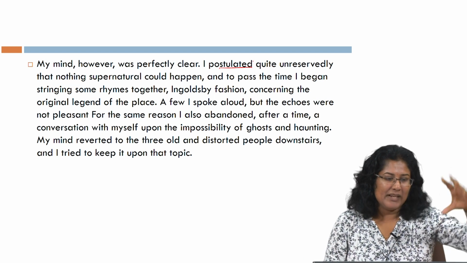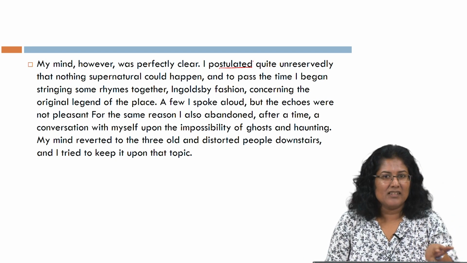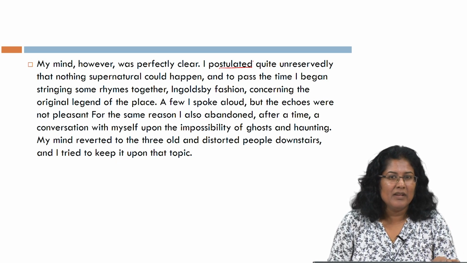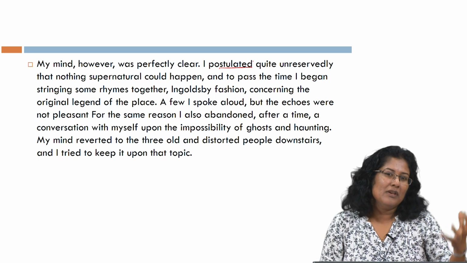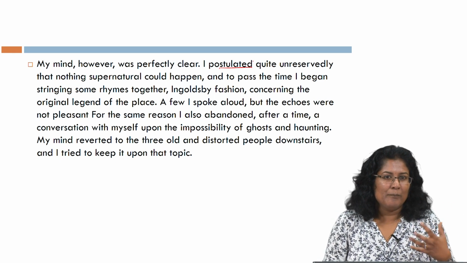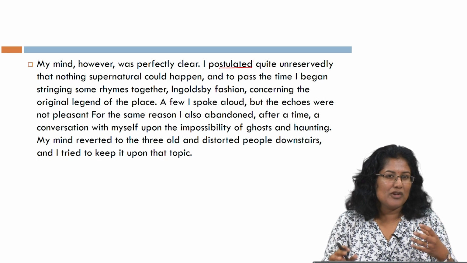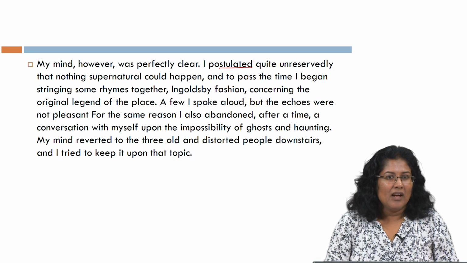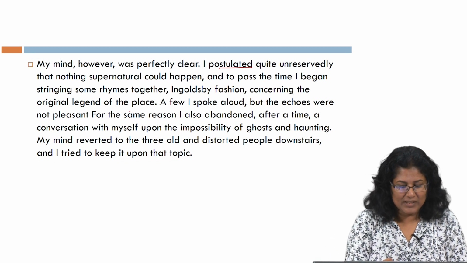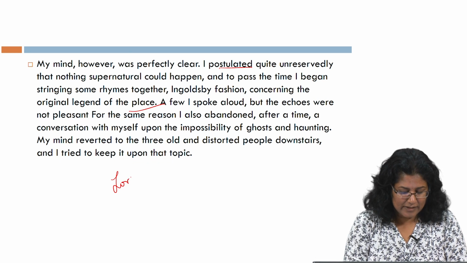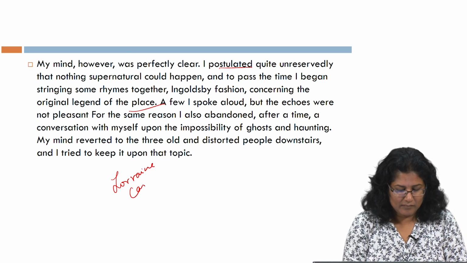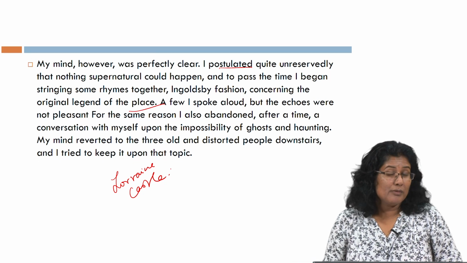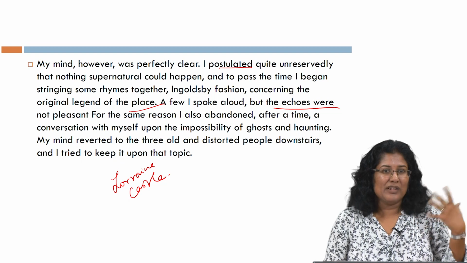Look at the way his mind and confidence deteriorates. He's clear at the beginning of this paragraph. He feels that nothing bad is going to happen, that nothing supernatural could happen to him. And what he does is he starts to sing some rhymes in order to pass the time. So he makes up some rhymes about the original legend of the place, Lorraine Castle. That's where he is, right? And a few he really speaks aloud, but the echoes were not pleasant. The echoes of his words were not pleasant.